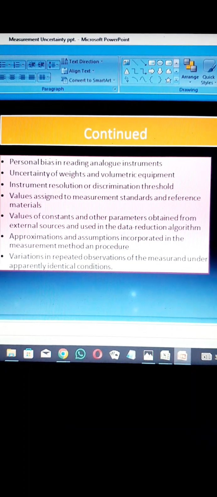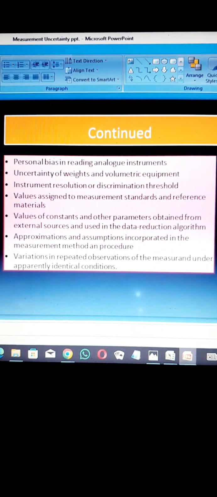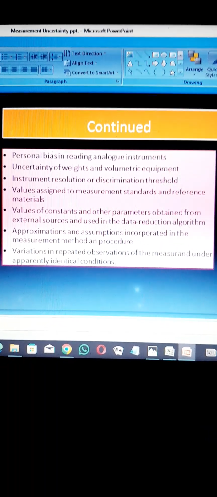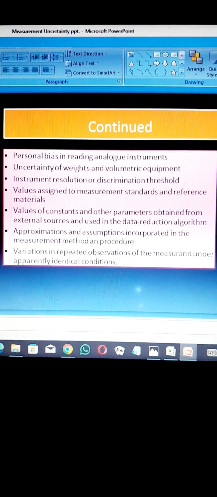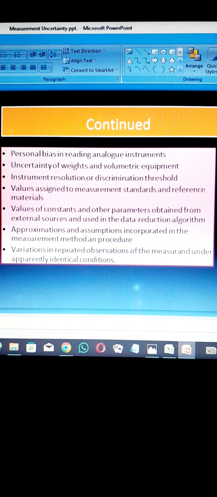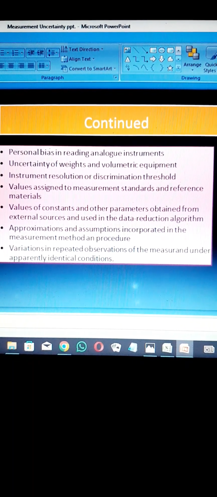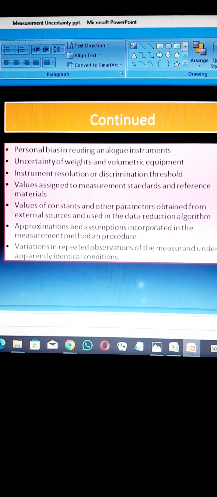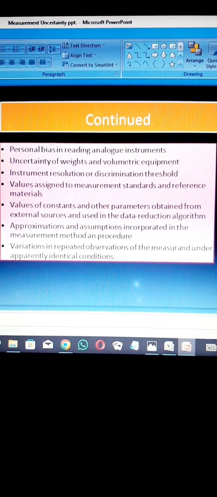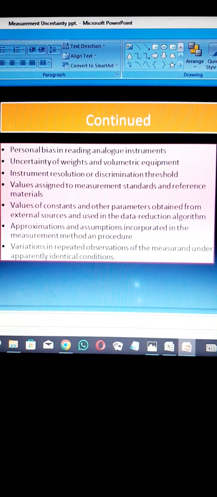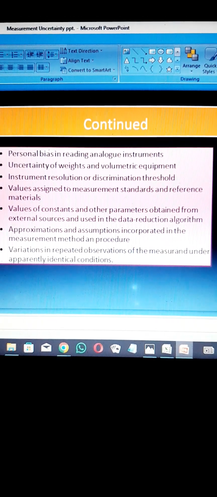Then the personal bias in reading analog instruments also affects measurement uncertainty, and the uncertainty of weights and volumetric equipment, and the instrument resolution or discrimination also affect it. The value assigned to the measurement standard and reference material also affects it, and the values of constants and other parameters obtained from external sources and used in the data reduction algorithm. An approximation and assumption incorporated in the measurement method and procedure also affects it, as does the variation in repeated observations of the measurement under apparently identical conditions.